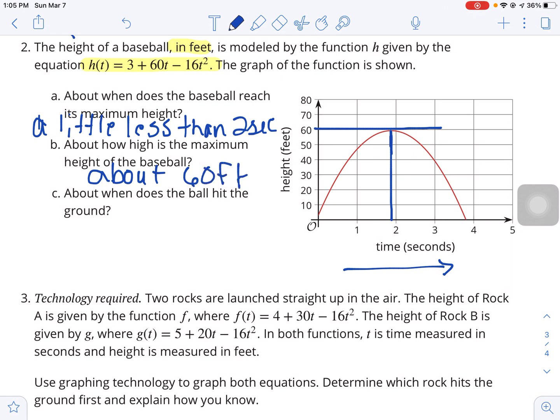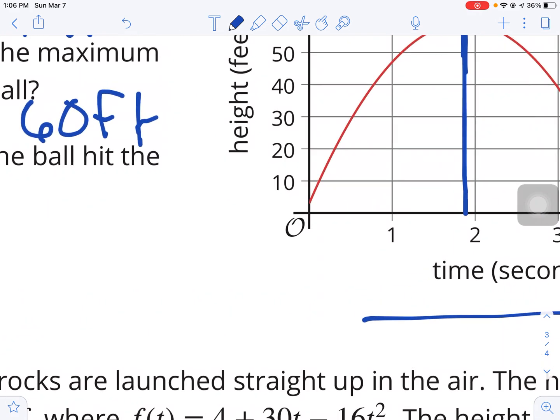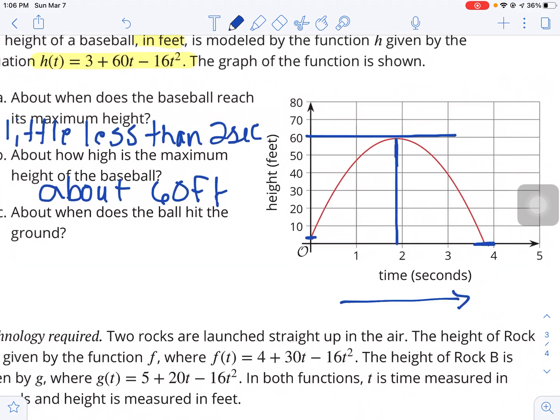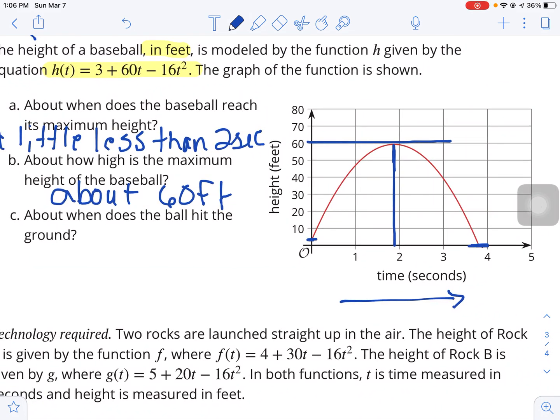And letter C, about when does the ball hit the ground? And so here it is over here hitting the ground. It started higher than the ground, just leaving someone's hand there, but it hits the ground over here less than 4 seconds after it's thrown.